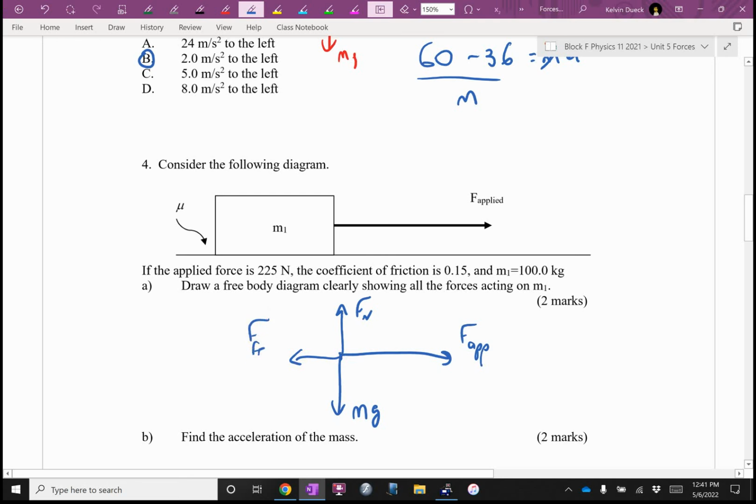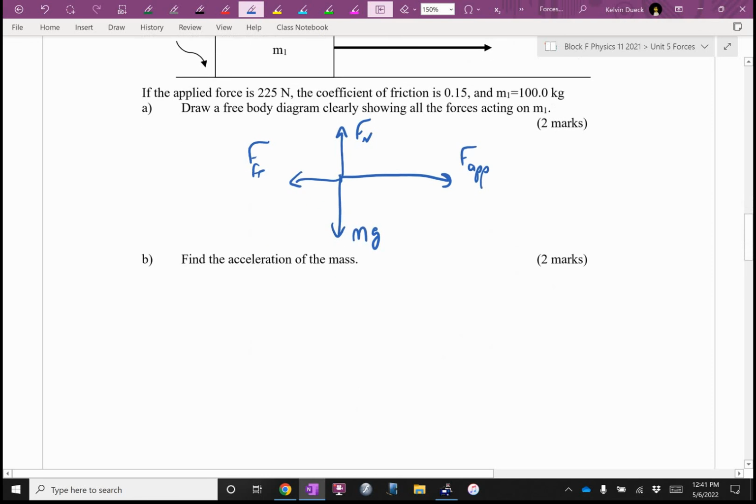Riley, how many marks is this worth? Part A? 6 out of 2. How many lines did I draw? 4. Half mark per line. Probably what I'd go with here. So what would I be looking for in this specific free body diagram? Your normal and your mg look about the same if you eyeball it, and F applied is bigger than friction.